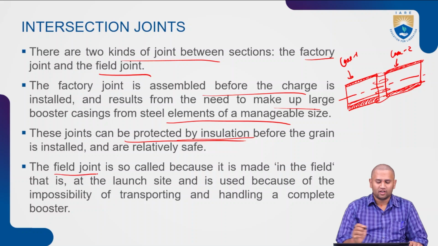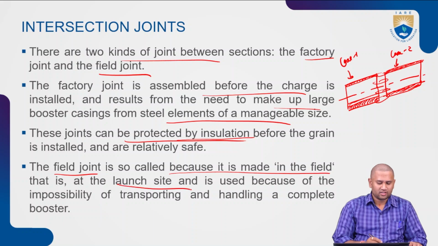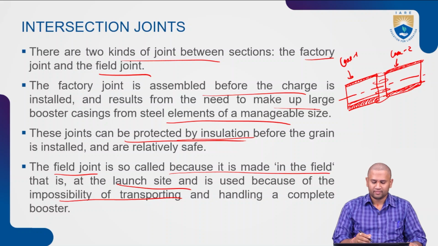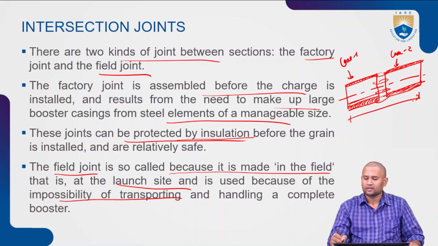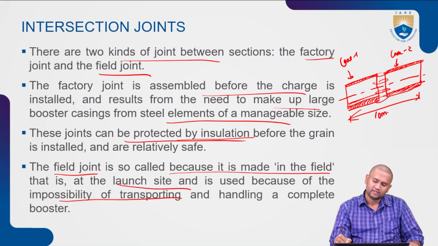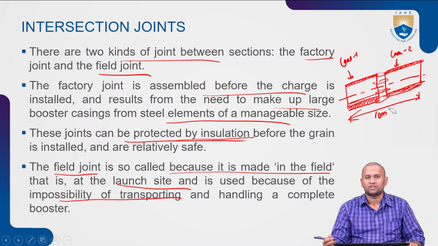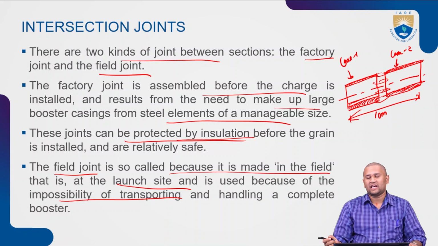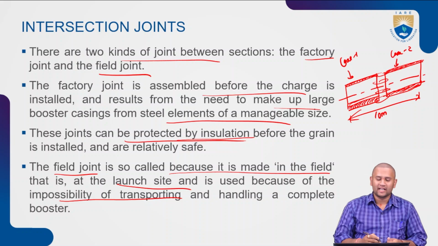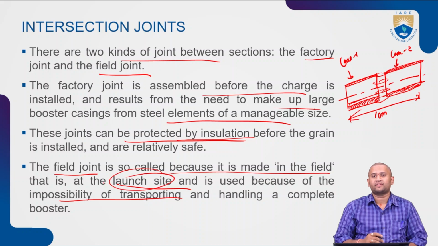Now coming to the field joint. It is called that because it's made in the field, that is, at the launch site, and is used because of the impossibility of transporting and handling a complete booster. Let's say the length of the complete unit after combining two separate boosters is 10 meters, which is too large for us to transport. So rather than joining them at the factory itself, we tend to join them right at the launch site.